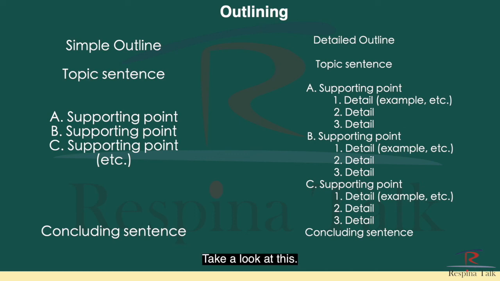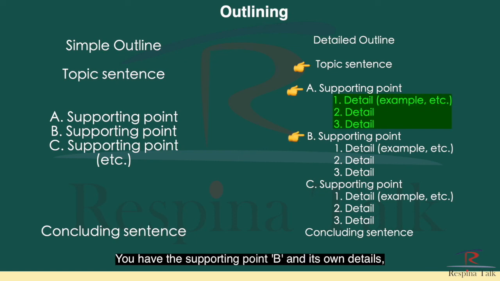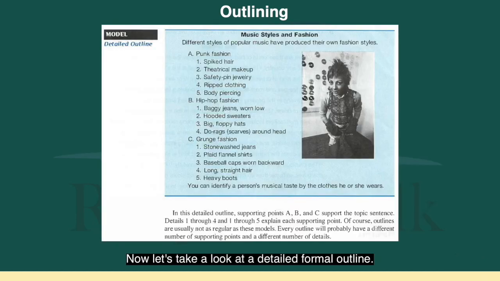Take a look at this. You have the topic sentence, you have supporting point A and three details about the supporting point. You have supporting point B and its own details, and supporting point C and the details, plus the concluding sentence at the end. Now let's take a look at a detailed formal outline.